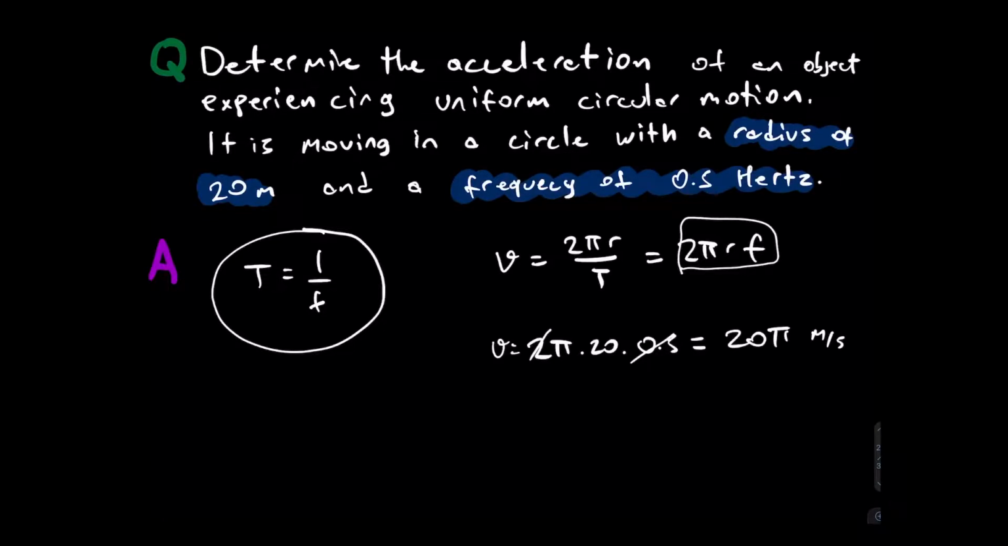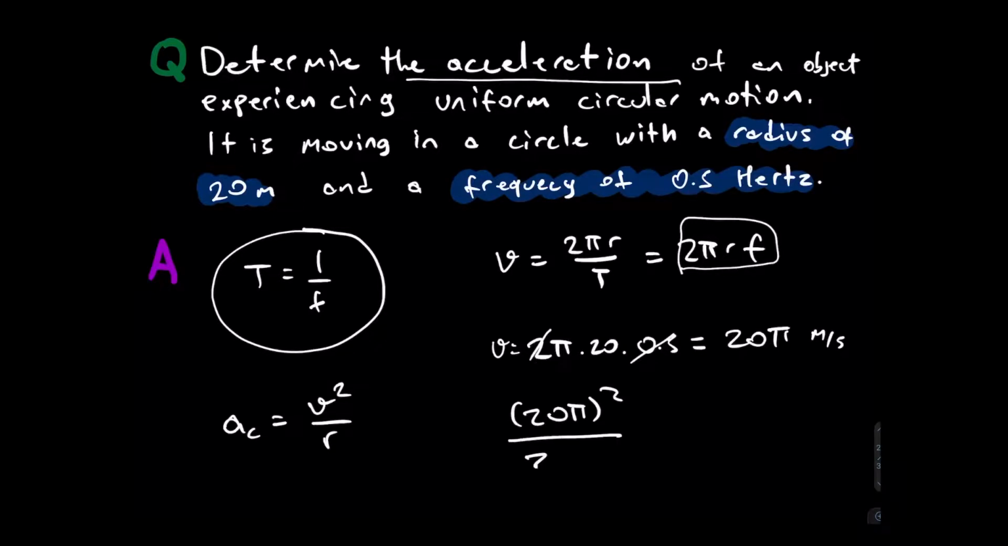Now we're asked to find the acceleration. The centripetal acceleration is equal to v squared over r. So 20 pi squared over 20, and this is going to give us 400 pi squared over 20. Now we can simplify and we get 2. So it's equal to 20 pi squared meters per second squared.